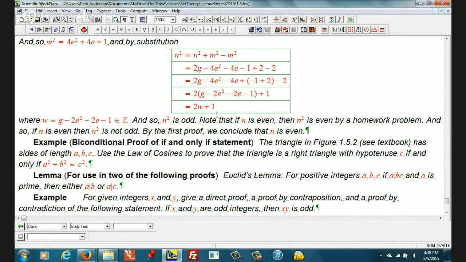Right? So what would that tell us? If we assume that n was even here, then I know that n squared can't be odd. But we know that n squared is odd, therefore n has to be odd. So if n is even, then n squared is not odd, which contradicts the fact that n is odd. Which means that it's odd.